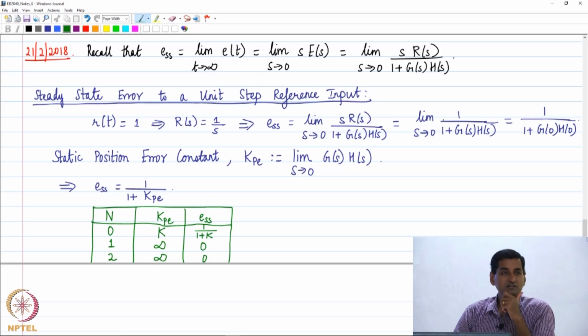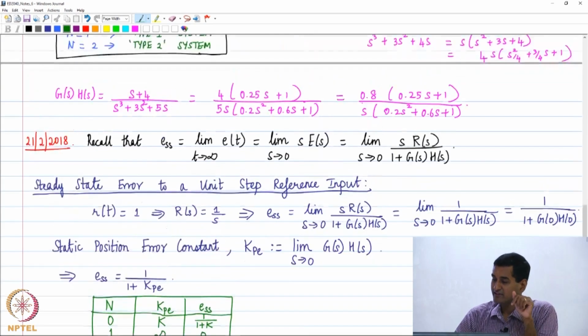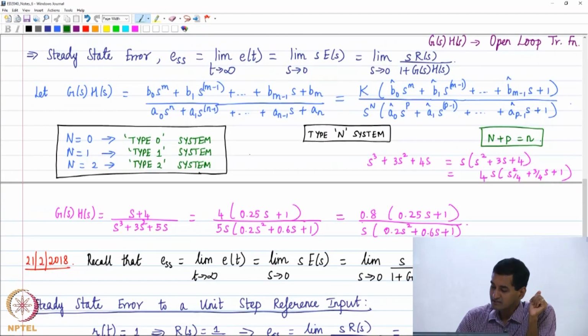So what can we observe from this? What can we conclude? Of course, when we write this, please note that capital K is what is called an open loop gain, okay. We will see why it is called that way. So it's called open loop gain, okay.